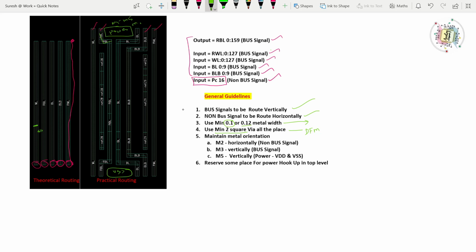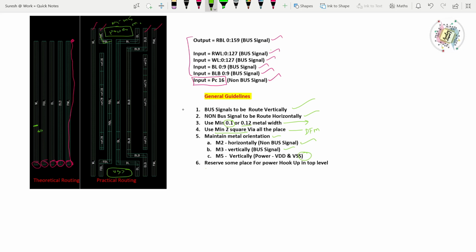Then the metal orientation we need to follow strictly, okay, try to follow the metal orientation as much as possible in order to avoid some collisions in the top level. Same way here I am planning to take non-bus signals in M2 and bus signals in M3, and power I am planning to take on the top metal, that is my M5 level, okay. M5 vertically, power also needs to be routed, VDD and VSS.